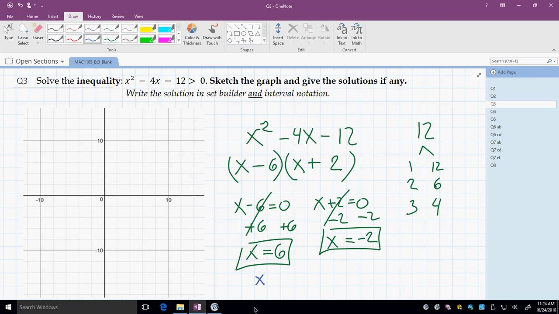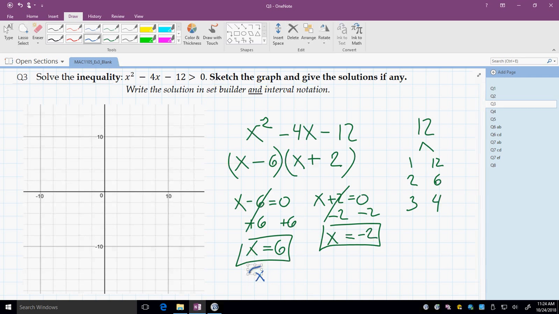So it's going to be 6 and 0. And the other one is going to be negative 2 and 0. We can find the vertex as well.